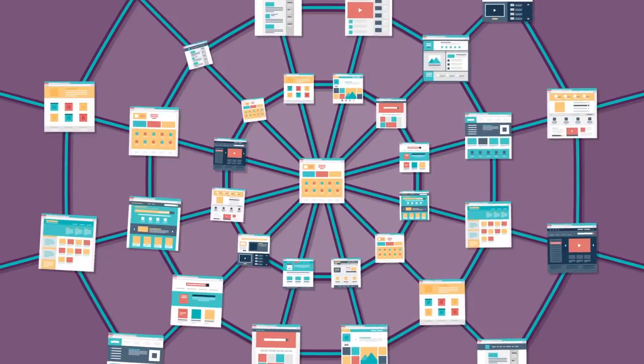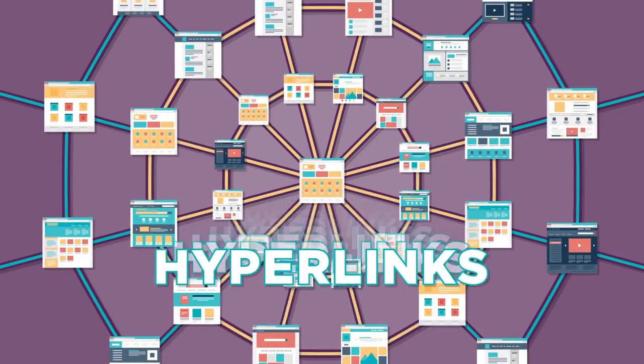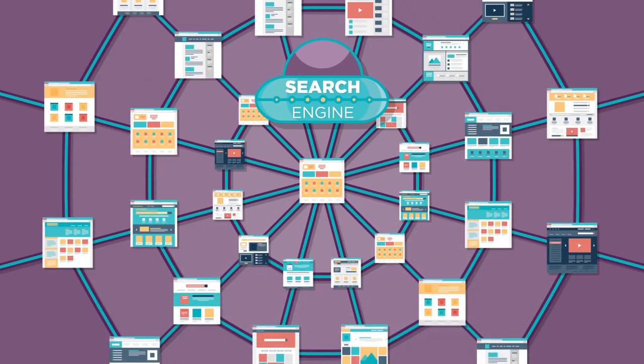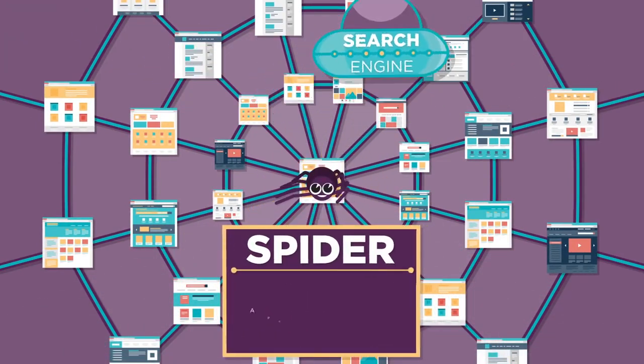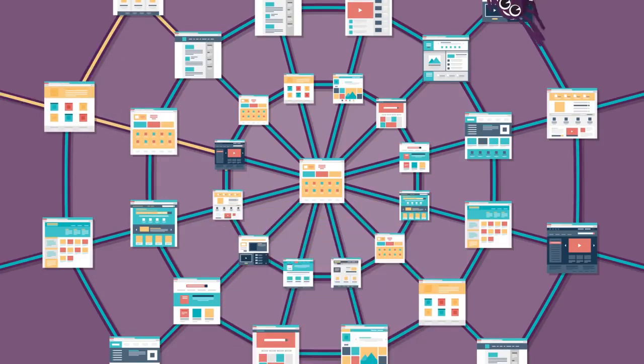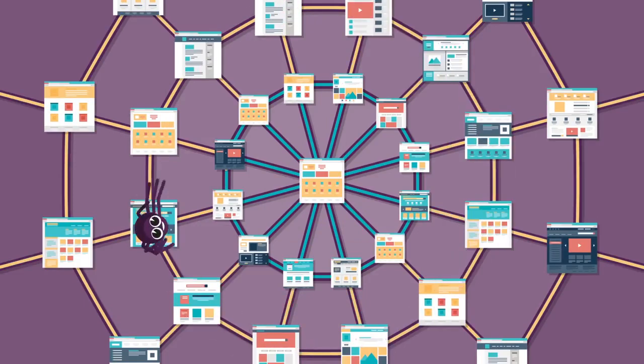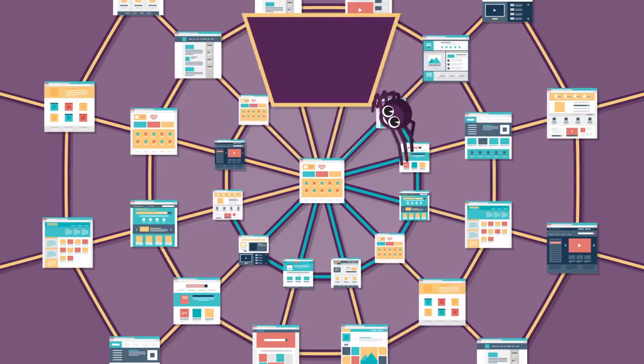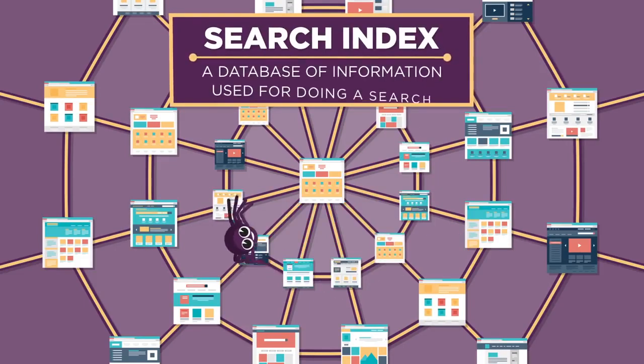Here's how it works. The internet is a web of pages connected to each other by hyperlinks. Search engines are constantly running a program called a spider that crawls through these web pages to collect information about them. Each time it finds a hyperlink, it follows it until it has visited every page it can find on the entire internet. For each page the spider visits, it records any information it might need for a search by adding it to a special database called a search index.